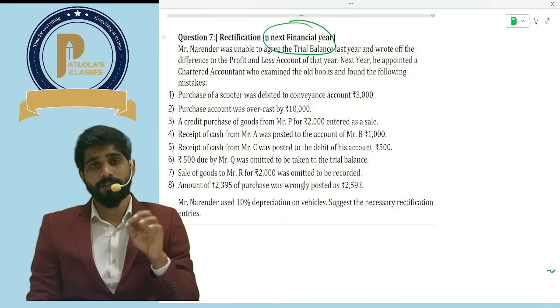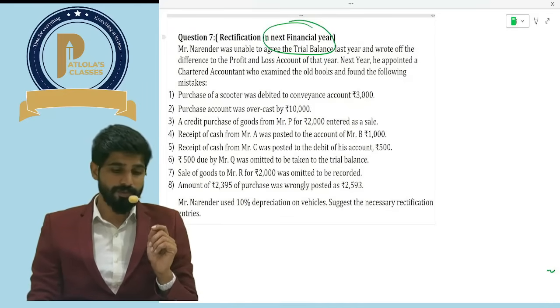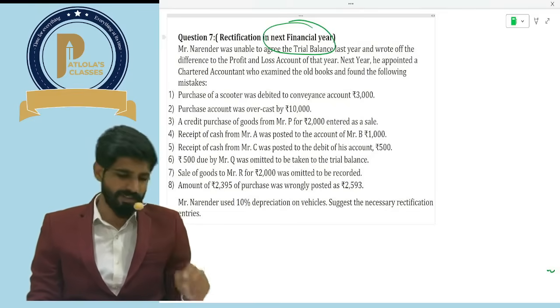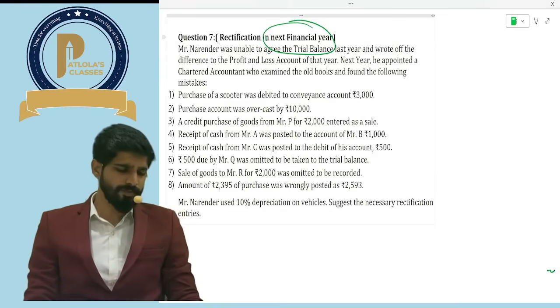Mistakes are identified in this year. And wrote off the difference to P&L next year, that is this year. He appointed a chartered accountant who examined the books and find the following. Okay, let us try to rectify. What is the first mistake?